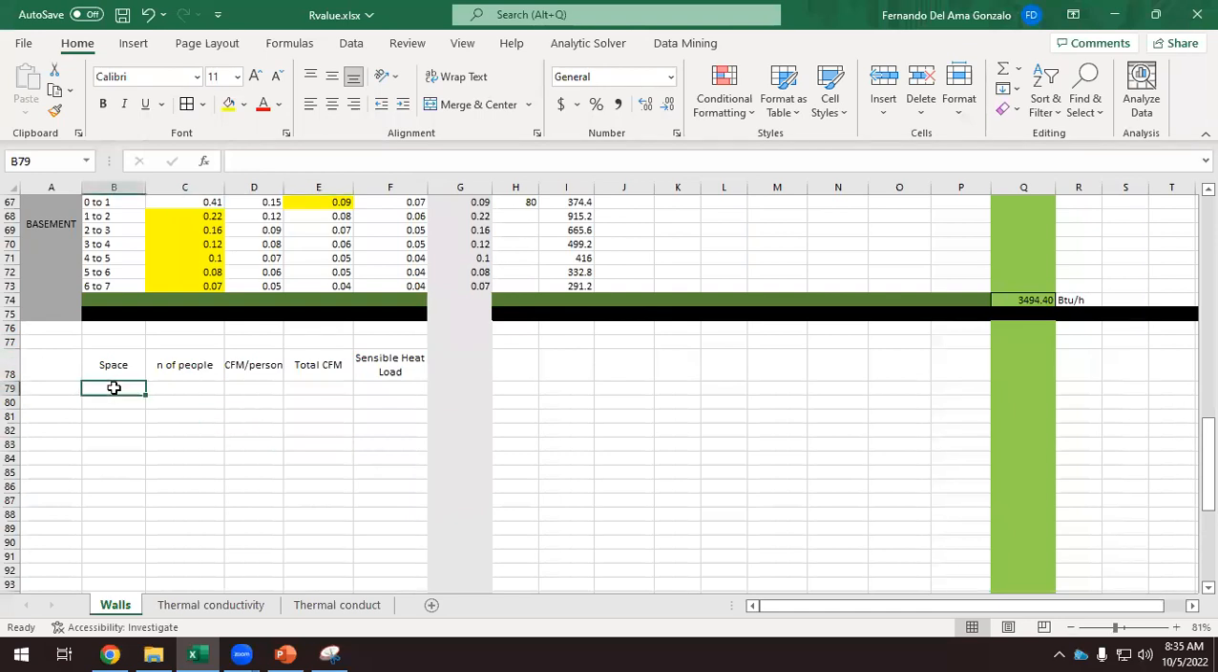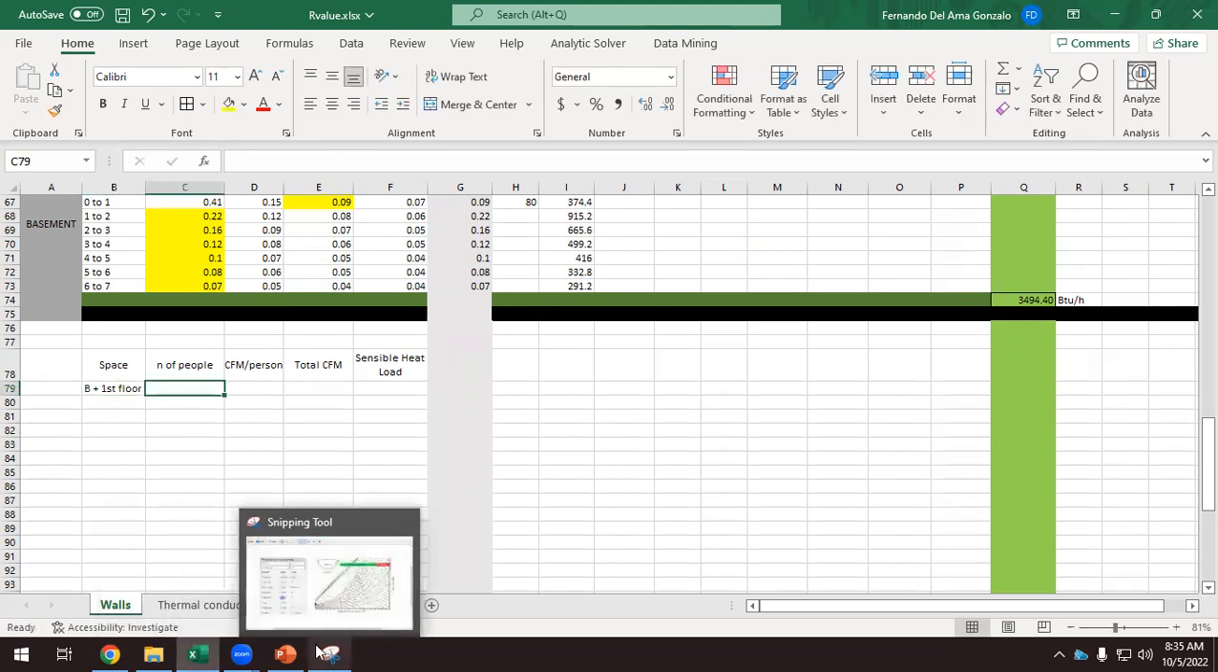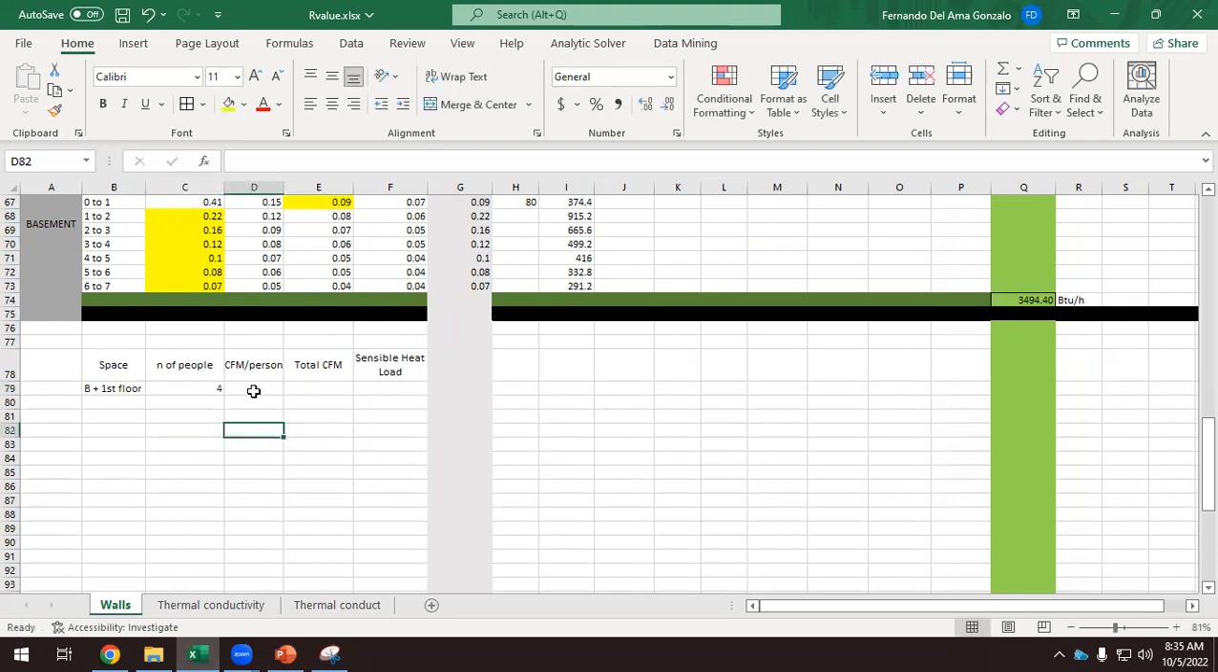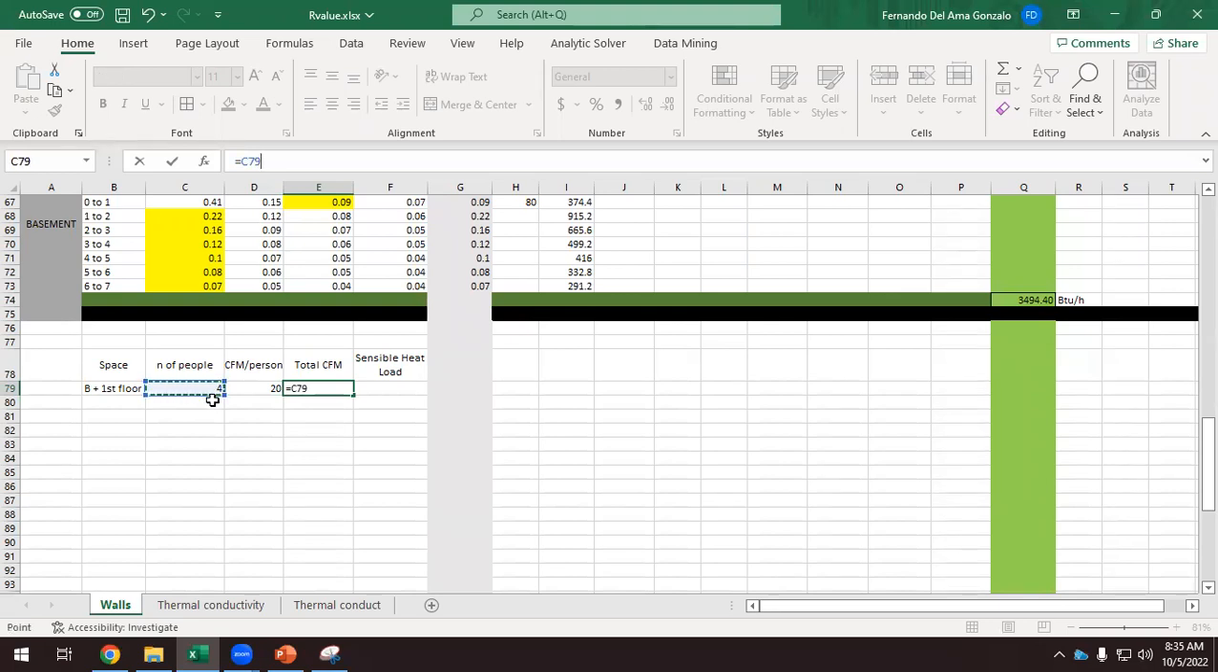First, the space. So we have the space, it's a basement and the first floor. Then number of people. In this case, I have 4 people. CFM per person, it's always 20. And the total CFM, I have to multiply this times this.